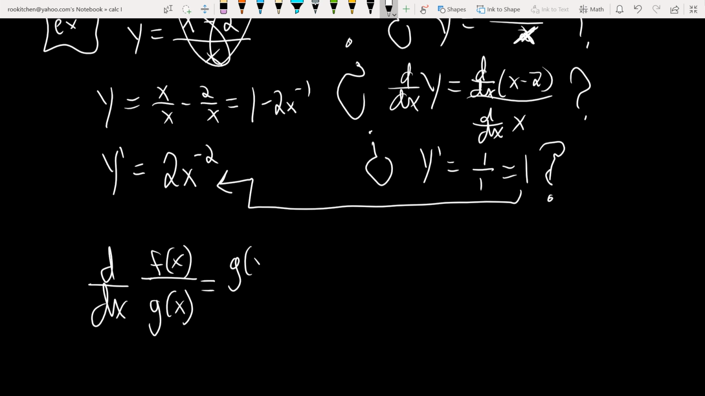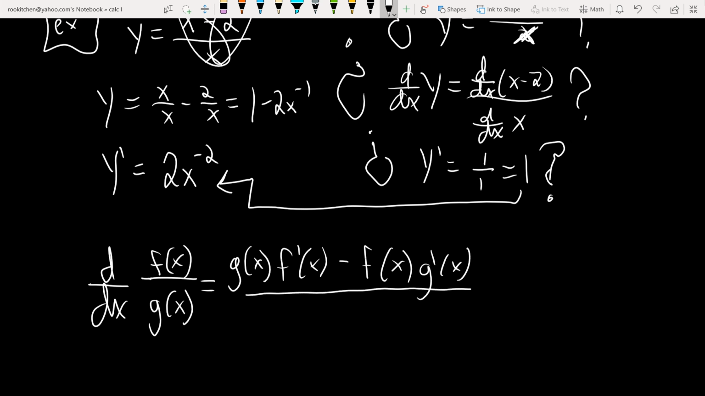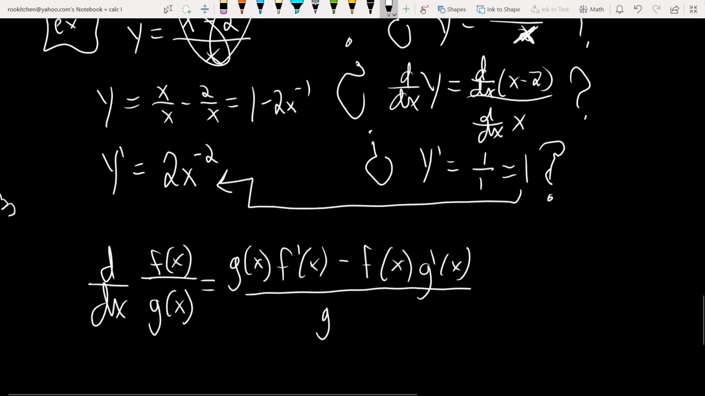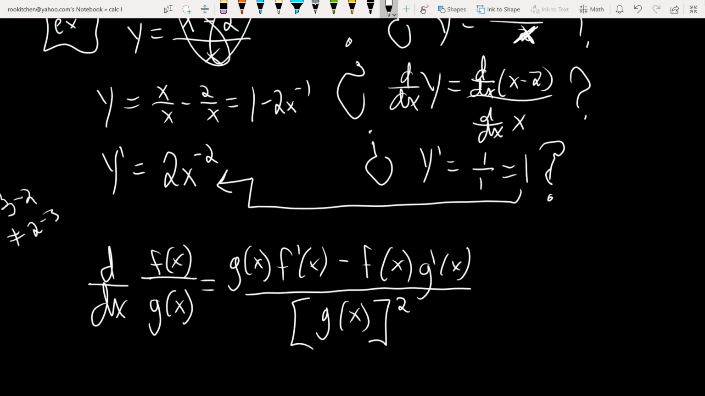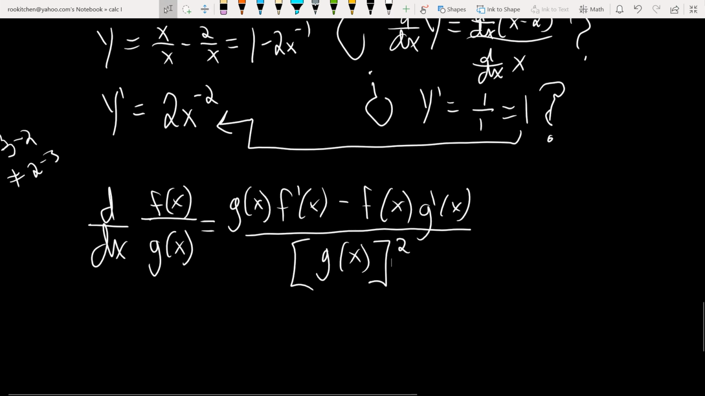It'll be g of x, f prime of x, minus f of x times g prime of x. And this time you can't reverse the order because of that minus sign. So the commutative law, 3 minus 2 is not equal to 2 minus 3. So you can't screw around with the ordering like you could as much with the product rule. Okay? All over g of x squared.